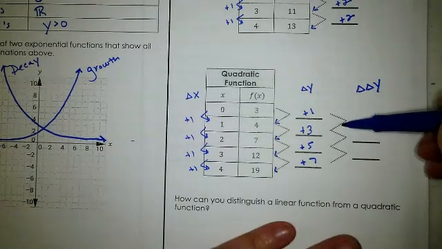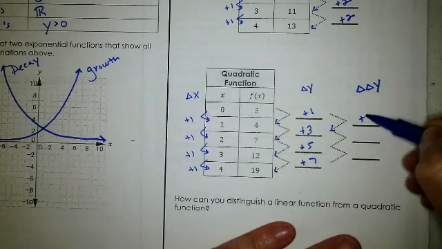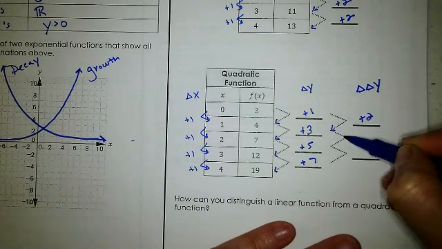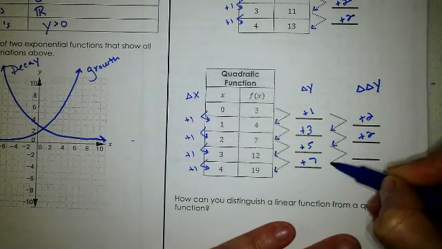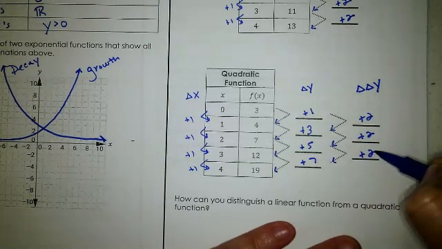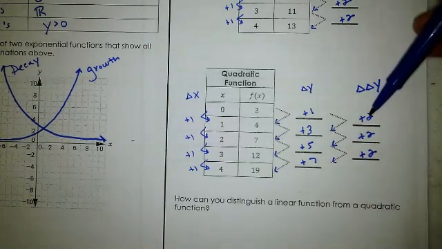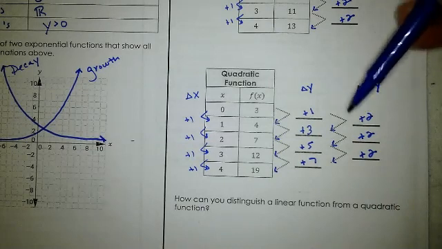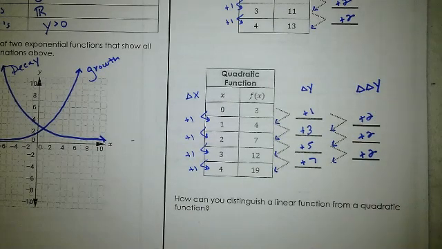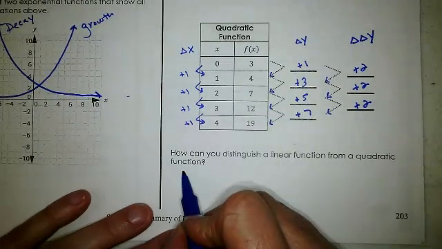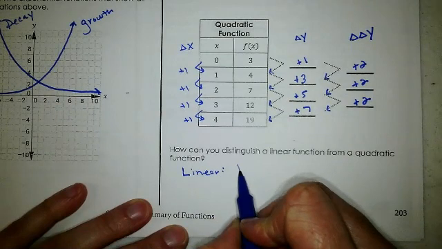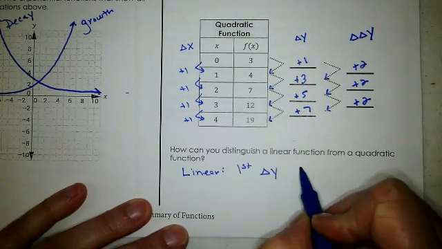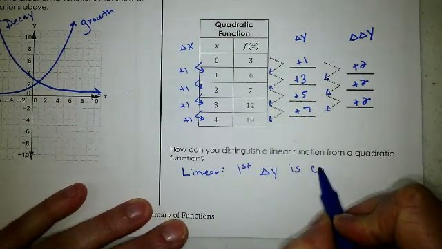To get from 1 to 3, I add 2. To get from 3 to 5, I add 2. To get from 5 to 7, add 2. So the second change in y is constant in a quadratic. So how can I distinguish these apart? In a linear, the first change in y is constant.